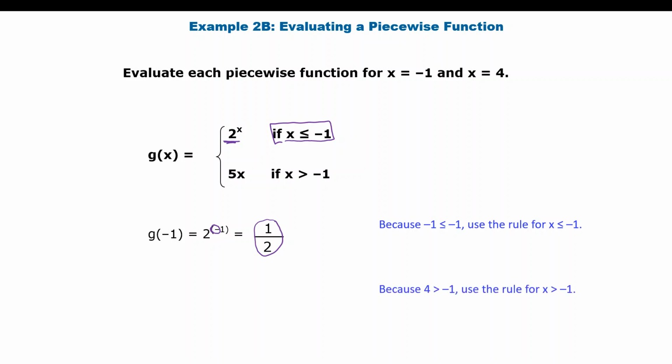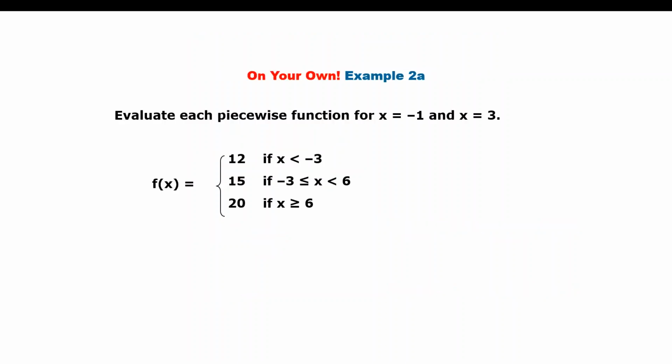All right, the second one, when we check for 4, 4 is greater than 1. So I'm going to use this one now. So 5 times 4 is 20. Pretty simple. All right, try this one on your own. Turn your video off and give it a try.